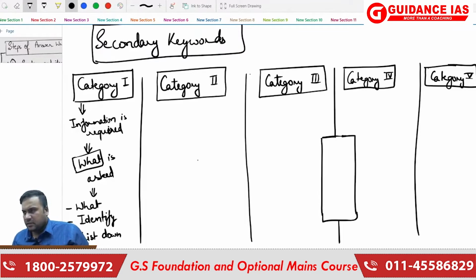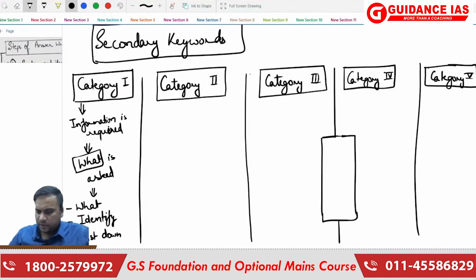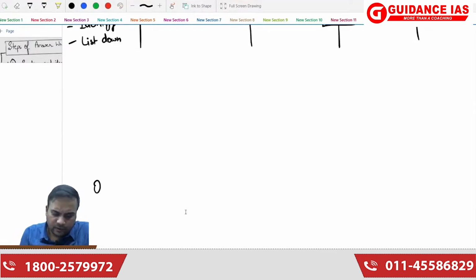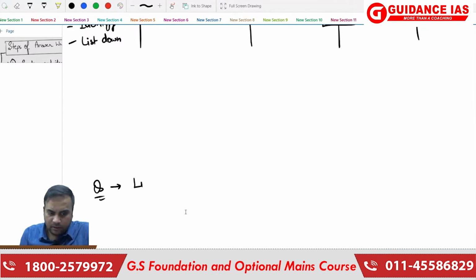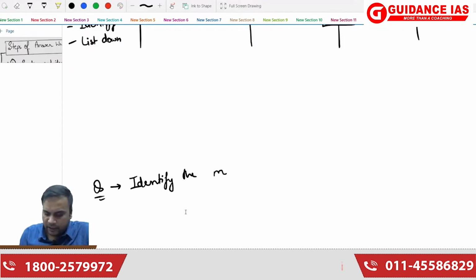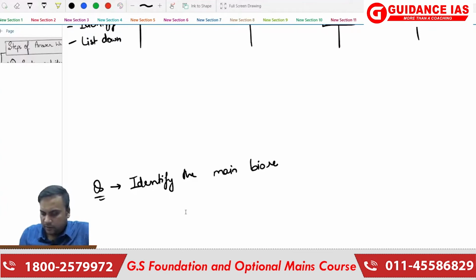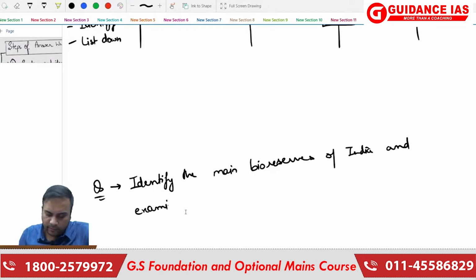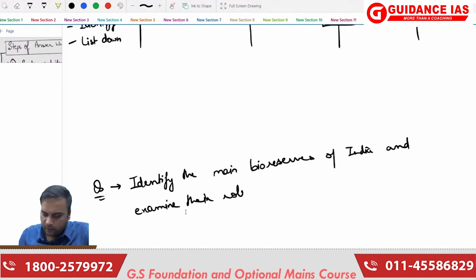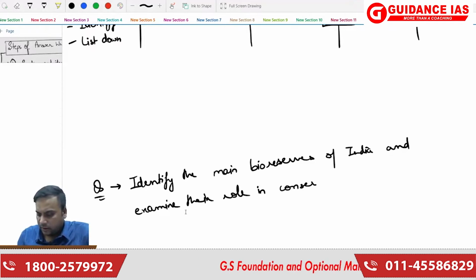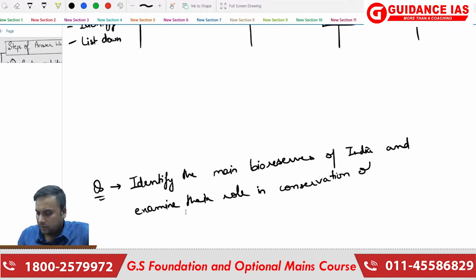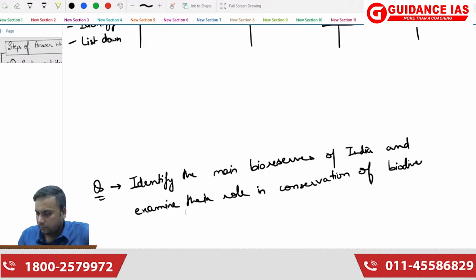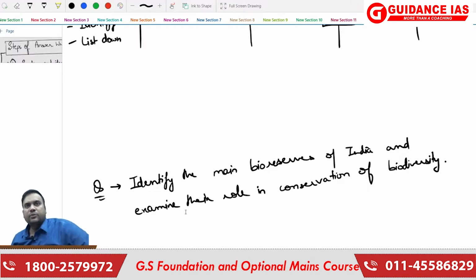One question was asked, if I remember correctly. This question was: Identify the main biosphere reserves of India and examine their role in conservation of biodiversity. So this question was asked.